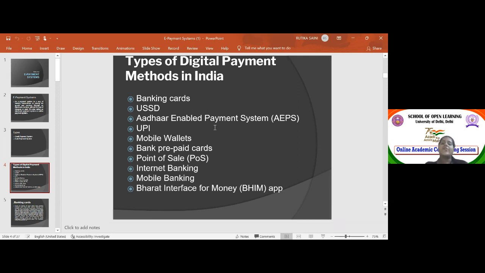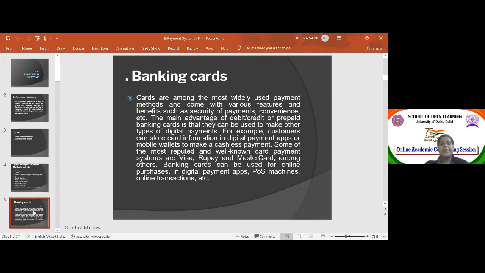So here we have listed out these types of digital payment methods, and now I'll be talking about them one by one in the next slide. First of all, we have the banking cards. Cards are among the most widely used payment methods and come with various features and benefits such as security of payments, convenience, etc.